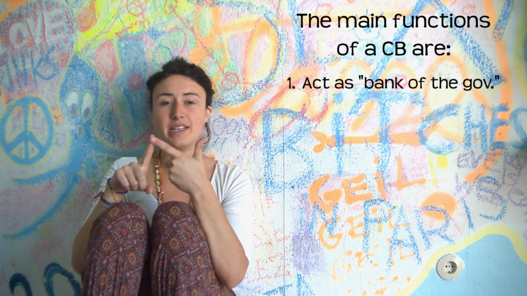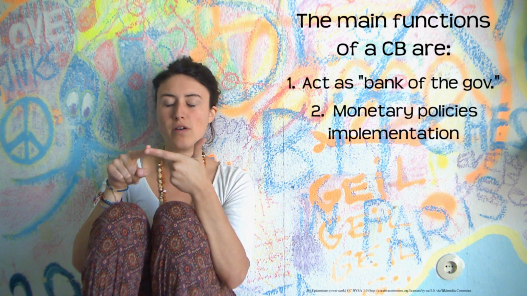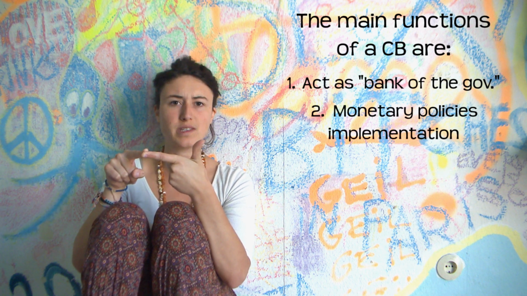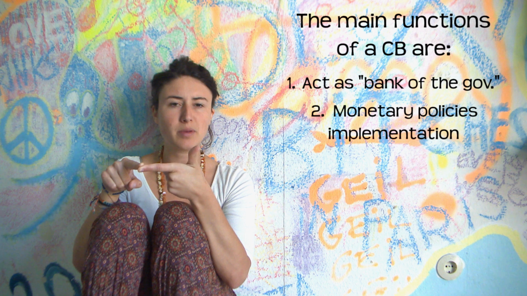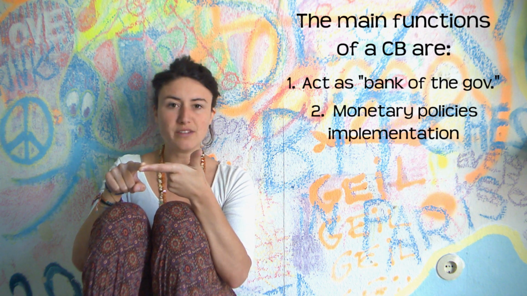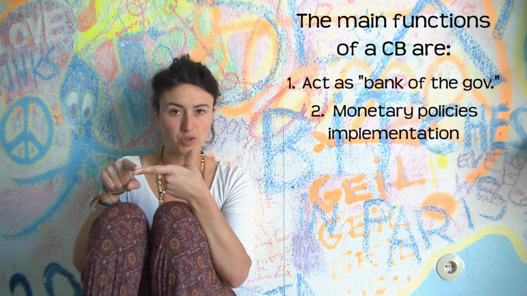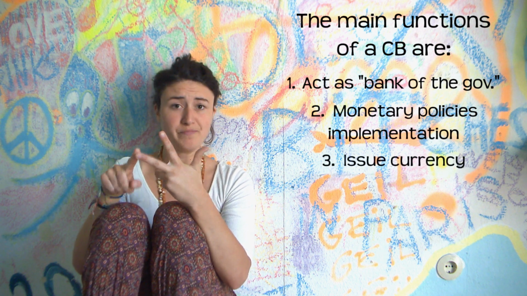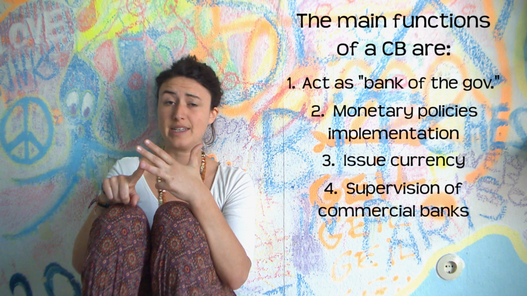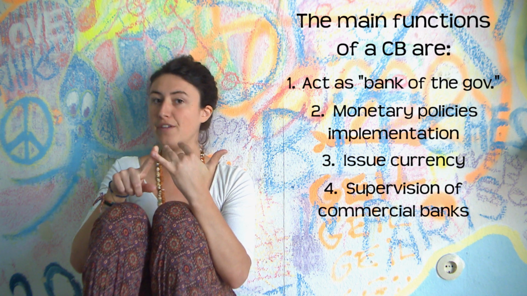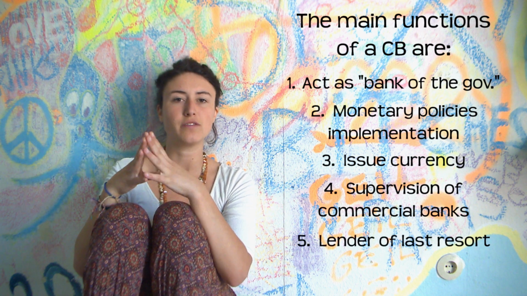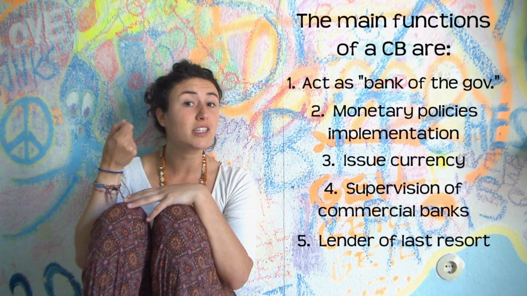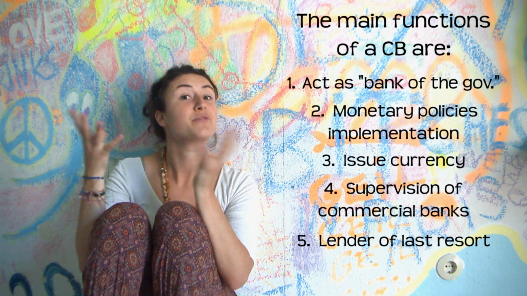The second one is implementing a number of monetary policies in order to reach goals such as fostering employment or controlling inflation by setting the interest rate, and so on. The third one is issuing currency. The fourth one is supervising commercial banks. And the fifth one is acting as lender of last resort, meaning that if there is no money around, go knocking at the door of your central bank to ask for it.